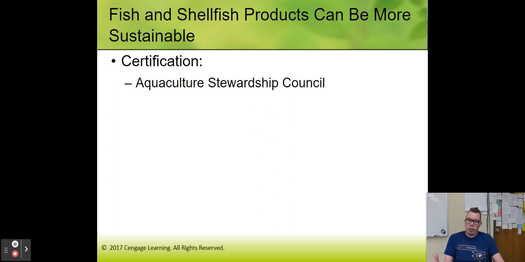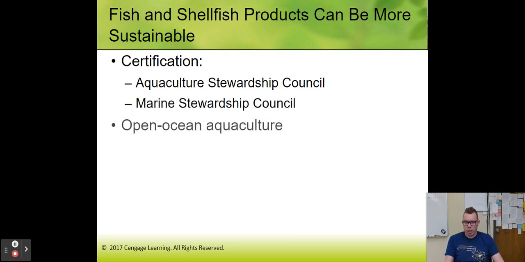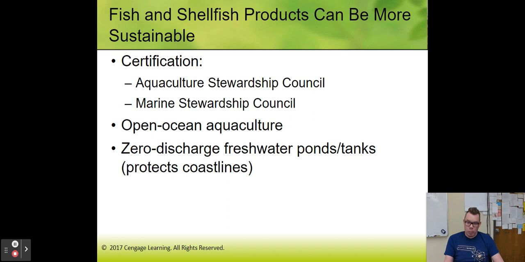All right. You can give certifications to different types of fishing. So this is fishing sustainably and so on. The certification can come from these guys, the Aquaculture Stewardship Council and the Marine Stewardship Council. And there's also open ocean aquaculture and zero discharge freshwater ponds and tanks. These things are actually really cool. They're basically a way to take the water that's there and recycle it. Even though it has fish waste in it, move the water that has fish waste over and it can irrigate plants because that waste is food for plants. And so basically all the waste just goes to the plants.